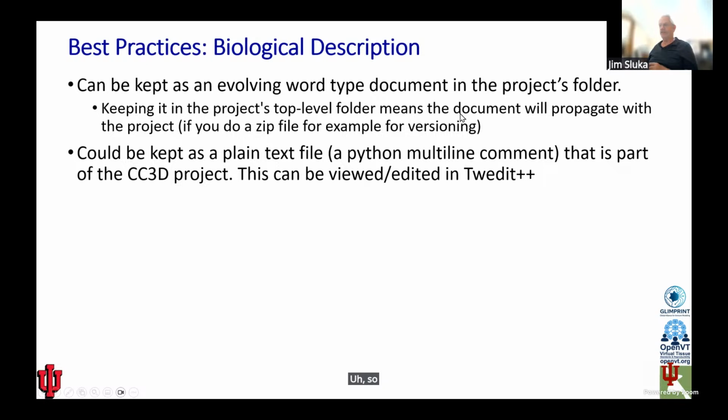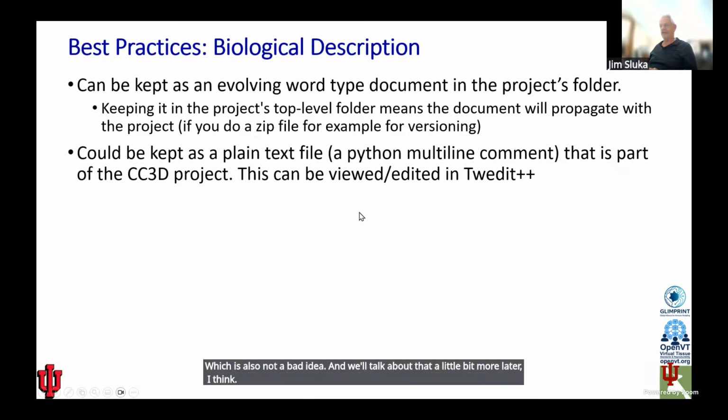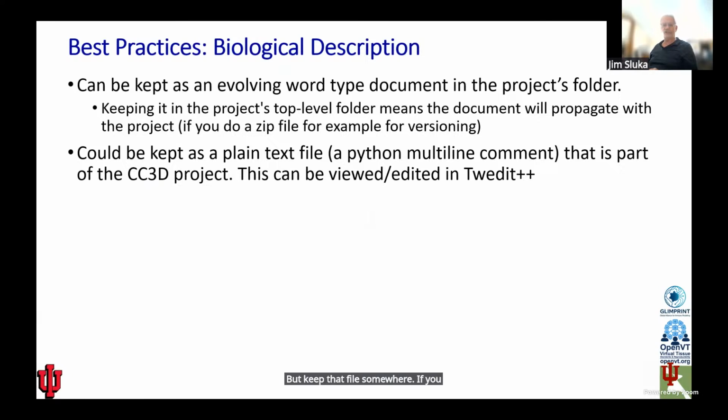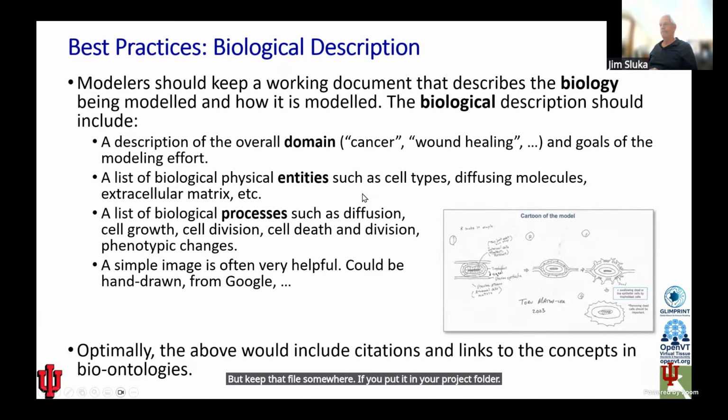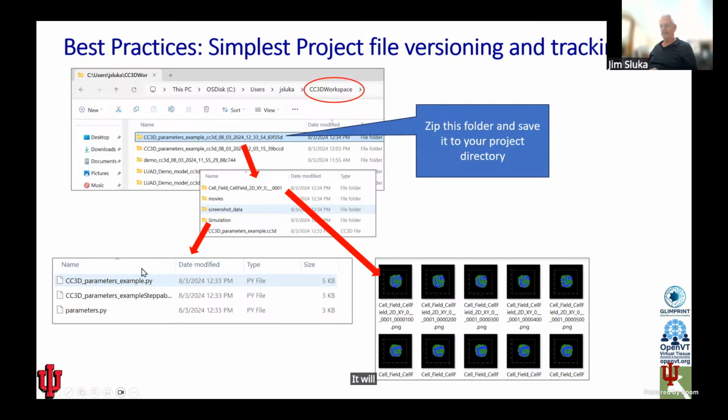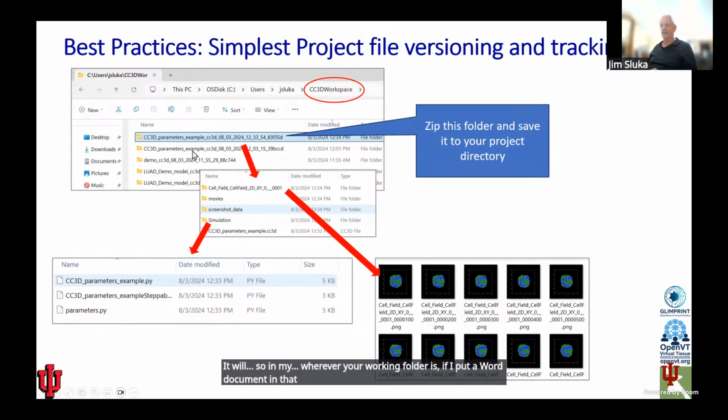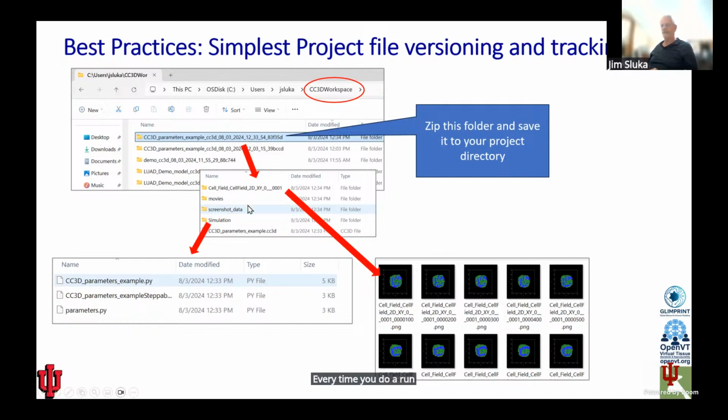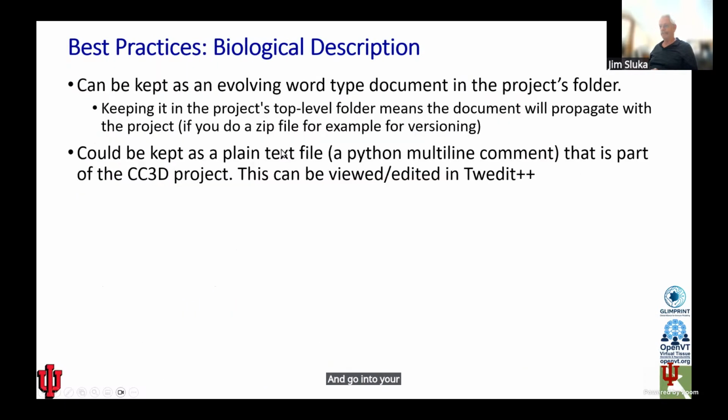So as I say, keep it as an evolving Word document. It could be kept as a plain text file inside your code, which is also not a bad idea. And we'll talk about that a little bit more later, I think. But keep that file somewhere. If you put it in your project folder, wherever your working folder is, if I put a Word document in that project folder, that Word document will be copied to the workspace every time you do a run. So if that document's in the right place, it'll version and go into your output files.